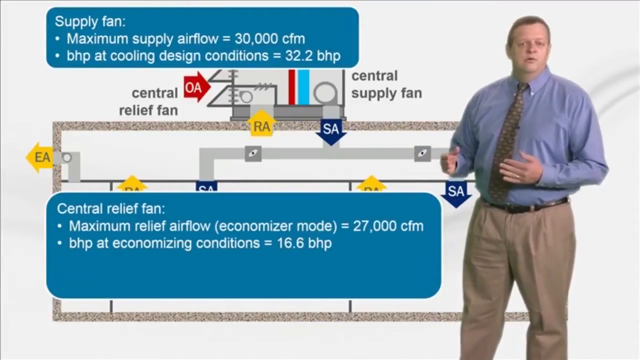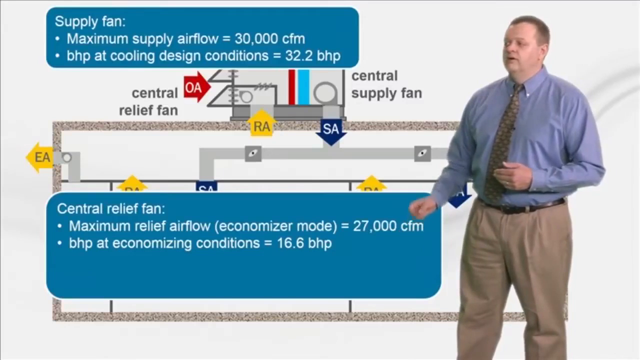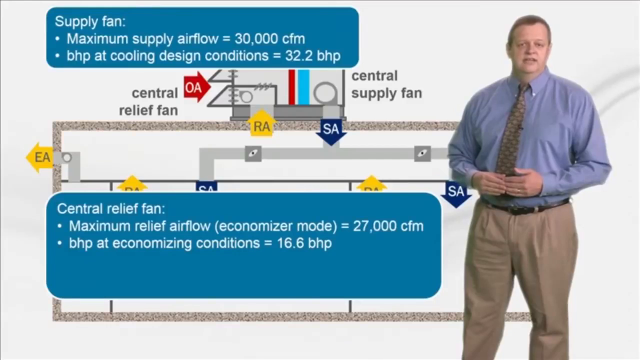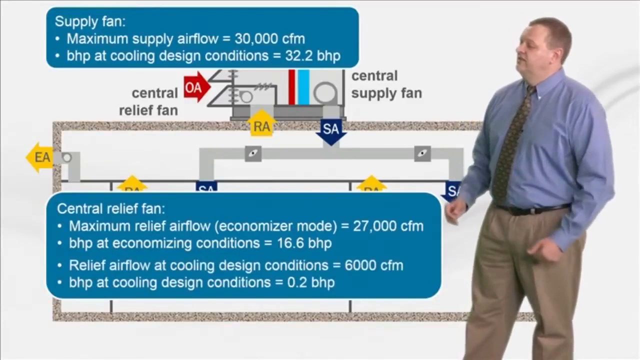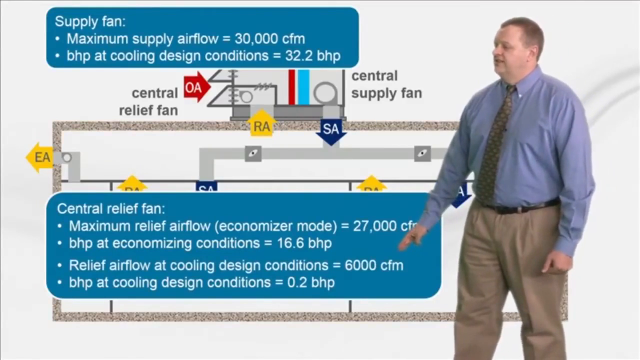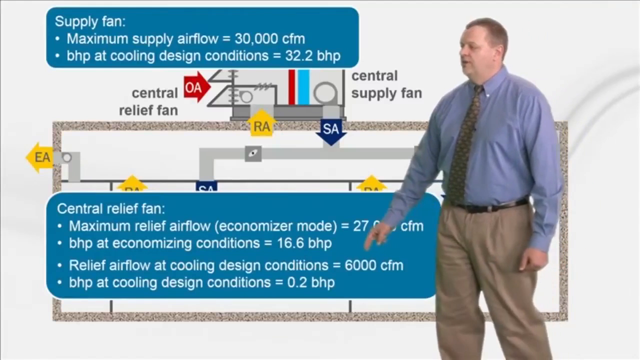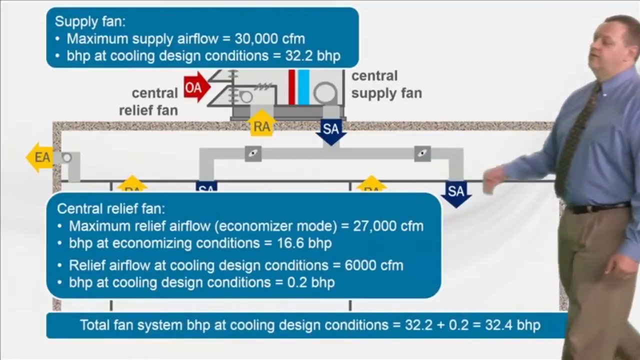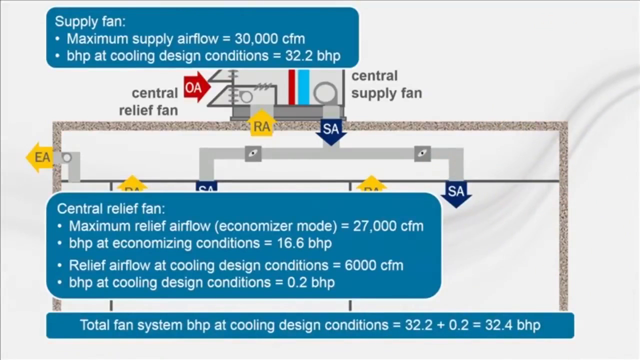But the relief fan will only be operating at this power when airside economizing during mild weather, not at cooling design conditions. At design conditions, this fan will be only moving 6,000 CFM, which corresponds to a power of 0.2 horsepower. Therefore, total fan system power at design conditions is 32.4. So when you have a central relief fan, you want to make sure you're using the fan powers at cooling design conditions, not during economizer mode.